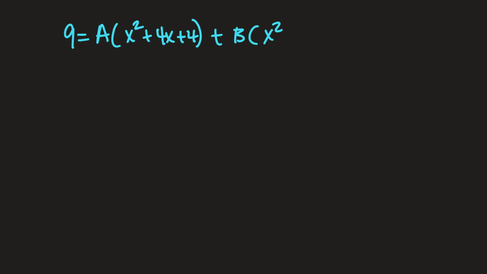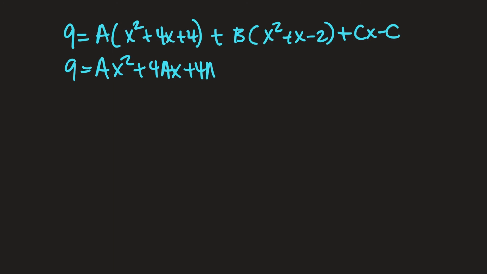So the whole process would be 9 is equal to a times, so I'm going to expand that binomial. Remember that we square the first term, twice the product, square the second term, plus b times x squared plus 2x, and a negative 1 makes a plus x minus 2, plus c, and I'm just going to distribute to that x minus 1, cx minus c. Okay, so I have 9 is equal to ax squared plus 4ax plus 4a plus bx squared plus bx minus 2b plus cx minus c.